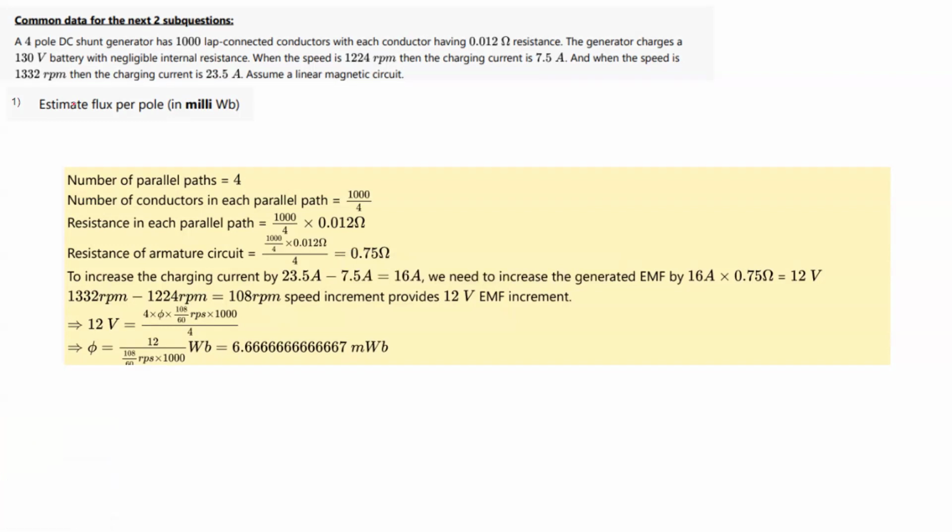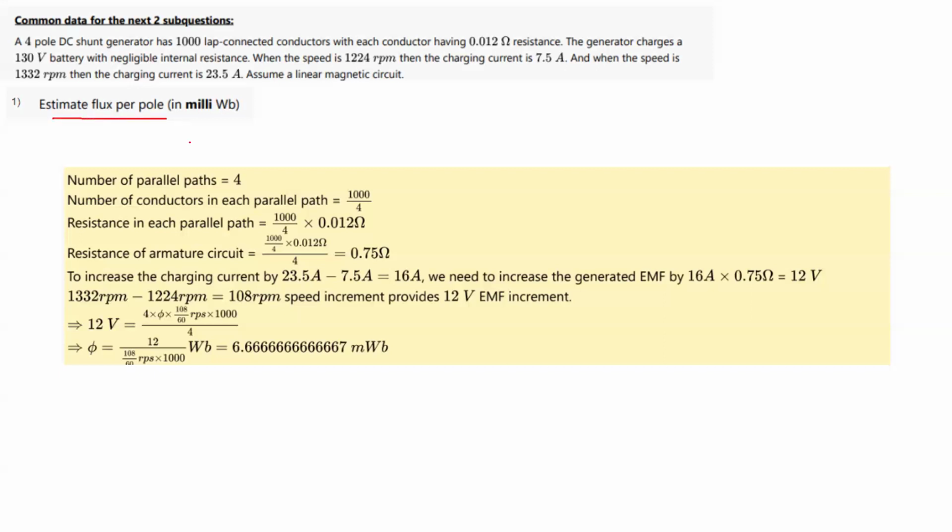So here, let us see the first question. Now in the first question, this is the data which is common for the two questions. In this data, it is a 4-pole DC shunt generator having 1000 lap connected conductors, with each conductor having 0.012 ohm resistance. The generator is charging a 130-volt battery with negligible internal resistance. When the speed is 1224 rpm, the charging current is 7.5 ampere, and when the speed is 1332 rpm, the charging current is 23.5 ampere. We have to estimate the flux per pole.